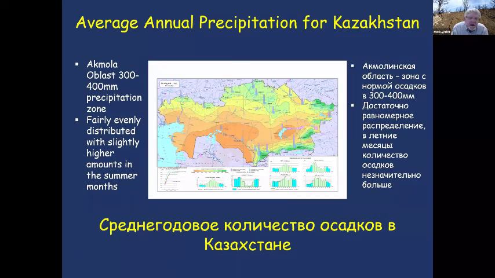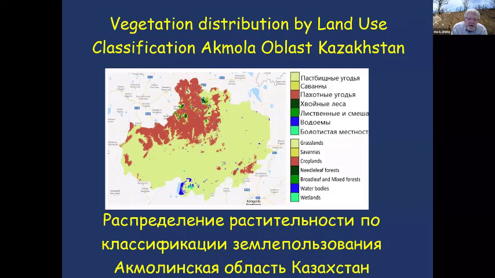An example is this. It's a distribution of precipitation for the entire country of Kazakhstan. The Akmola Oblast is roughly 300 to 400 millimeters of precipitation zone, fairly evenly distributed, with slightly higher amounts in the summer. Vegetation distribution by land use classification. So there are maps that are available that can be downloaded from the internet if you have GIS capabilities, and you can map out then using different strategies that have been deployed. This one breaks them up in fairly gross categories of grasslands versus savannas, croplands, needle forest, broadleaf and mixed forest, water bodies, and wetlands.